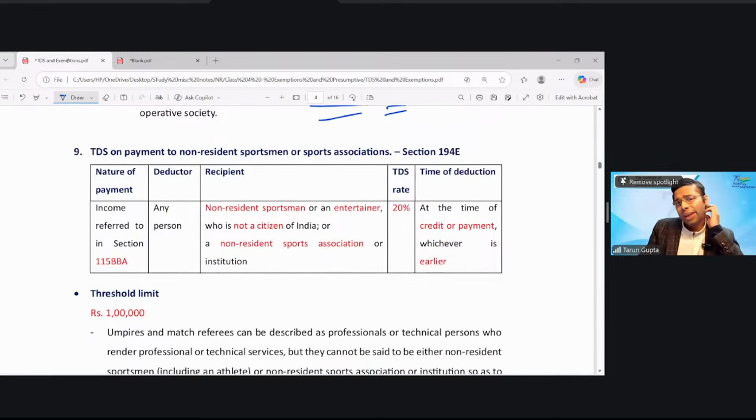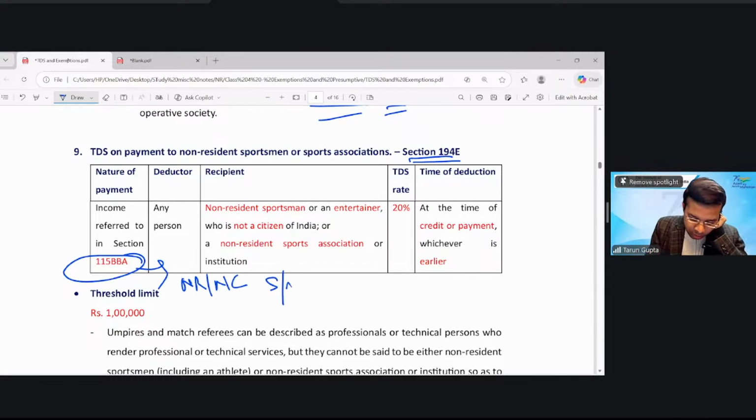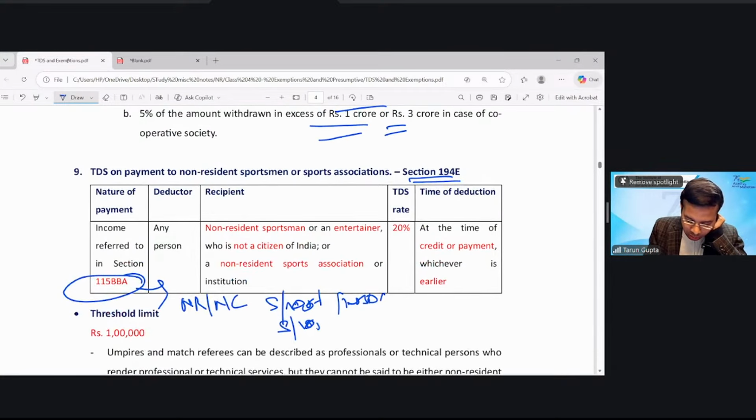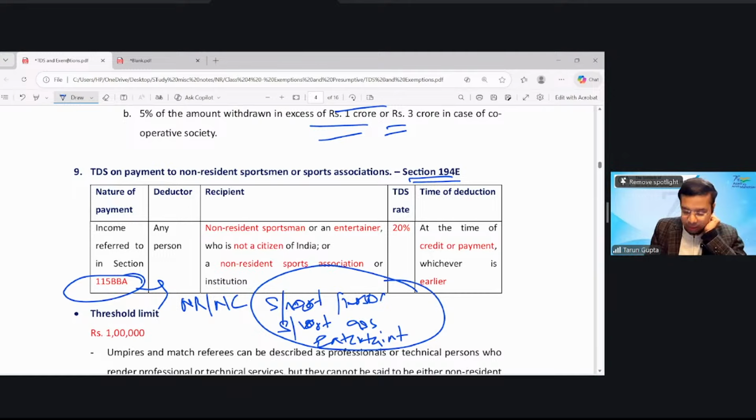Then comes section 194E. The income referred to in this section, we studied in the last class only. This section is applicable on the income referred to in 115BBA. If you remember, section 115BBA applies to non-resident, non-citizen sports person, sports association or entertainer. 115BBA says that income of these three persons shall be taxable at the rate of 20%. And therefore 194E says the income referred to in 115BBA shall be subject to TDS.